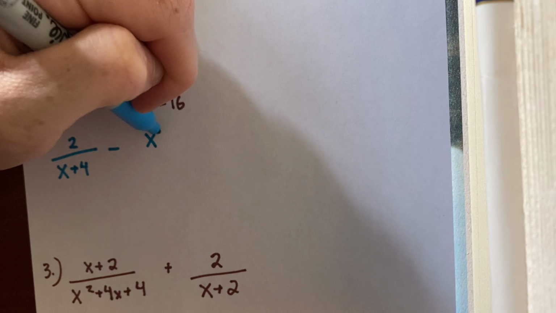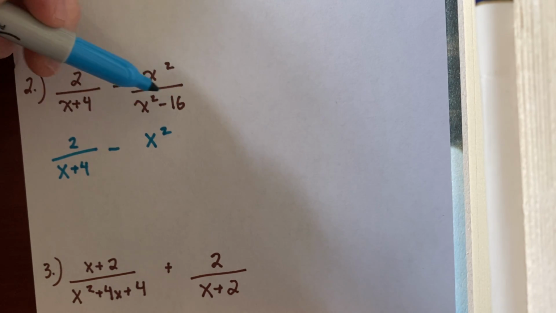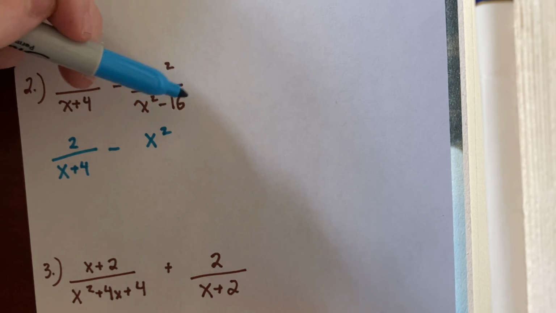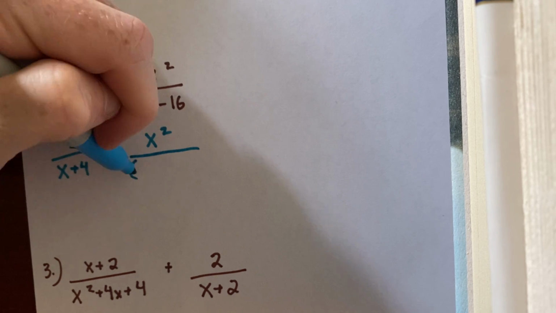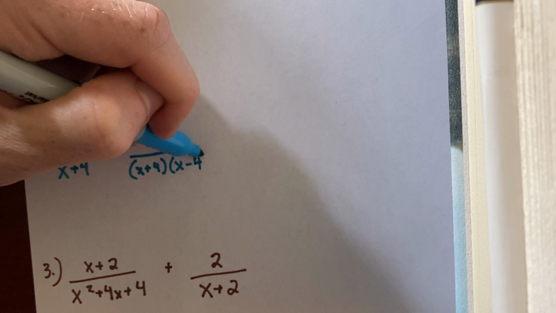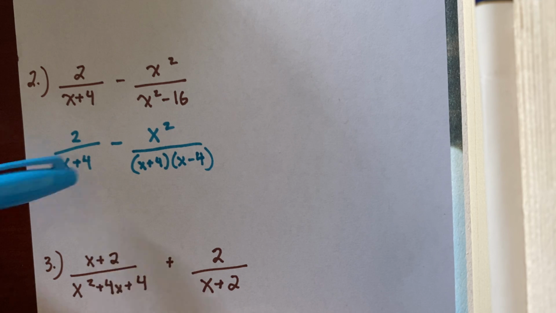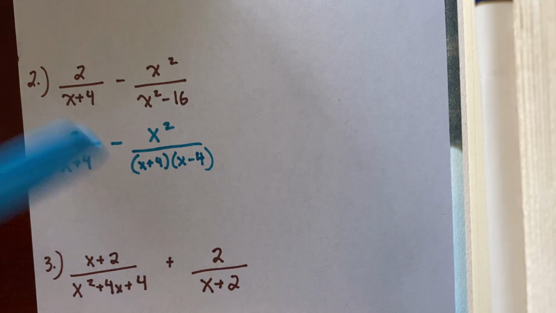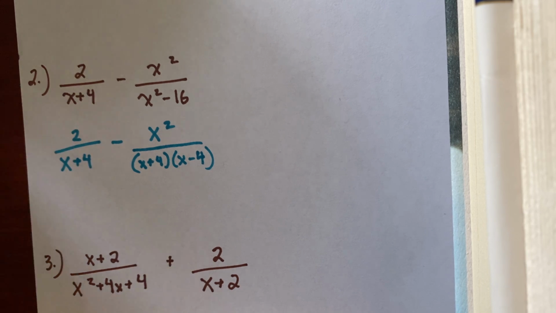All right, over here on the right side, I can actually factor this denominator. This is a difference of two squares, right? I can take the square root of x squared, I can take the square root of 16, and I have a subtraction sign. So when you factor that, you get x plus 4 and x minus 4. All right, so still, I do not have common denominators, but this denominator is now much closer to this denominator. I just need to get an x minus 4 over here, and then I'll have common denominators.